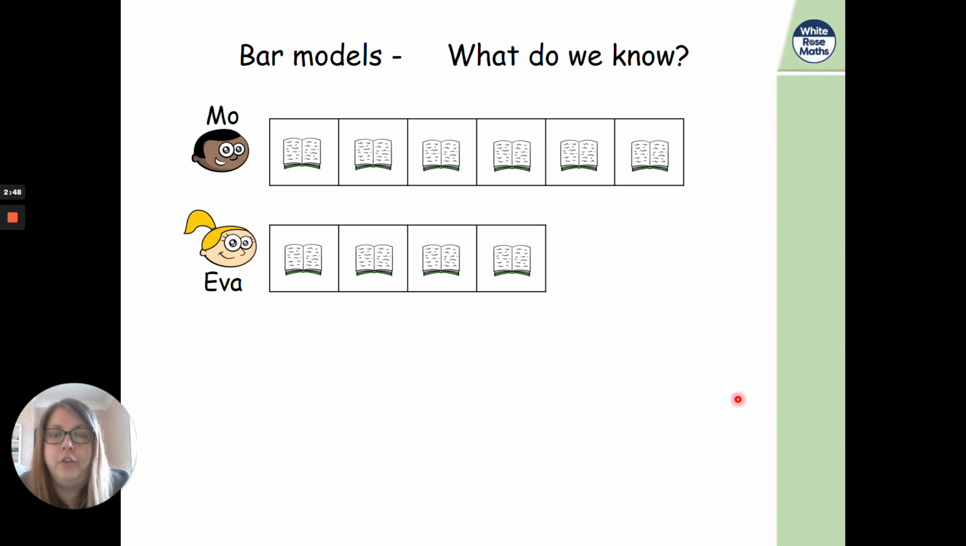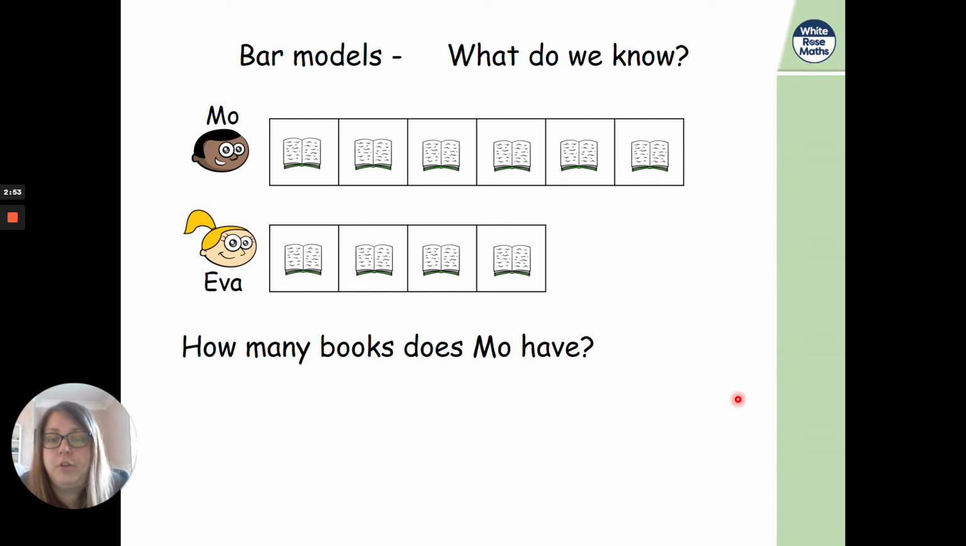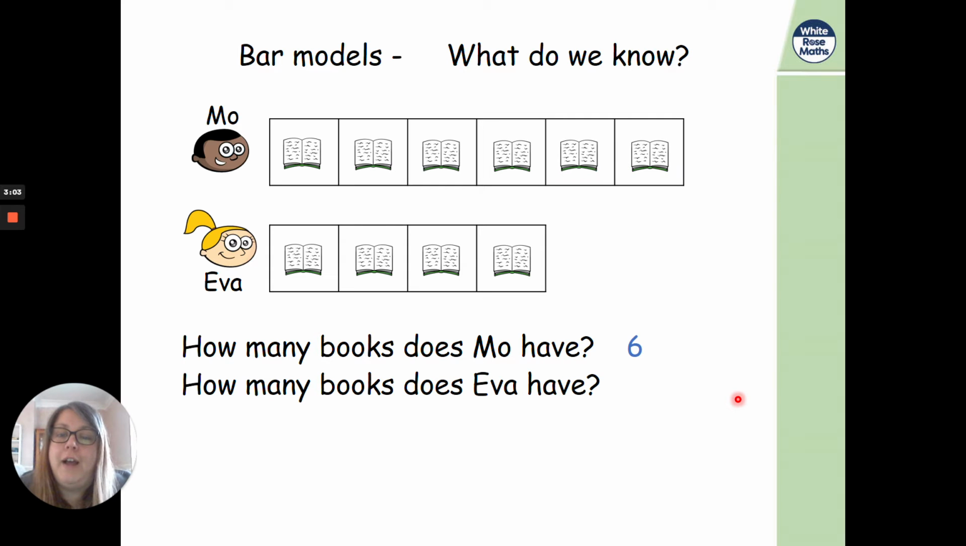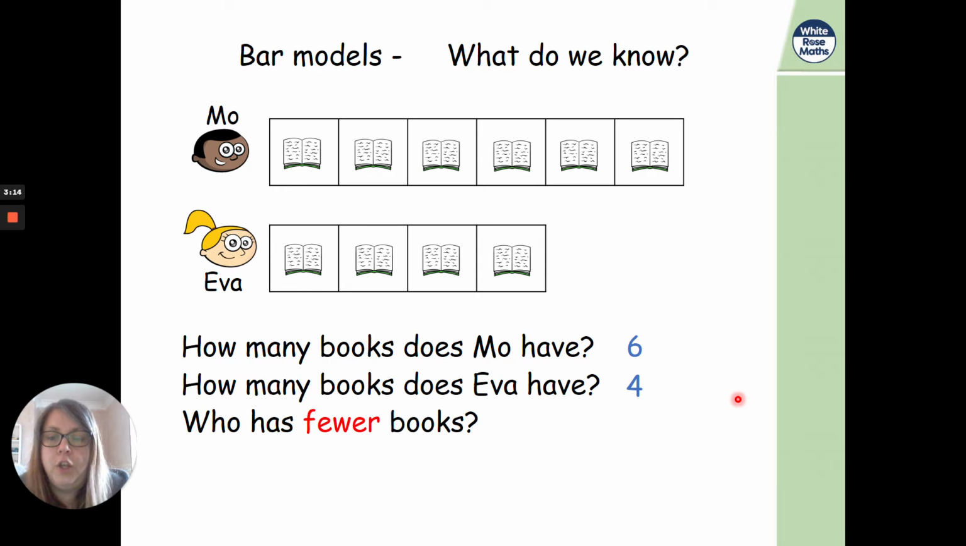So let's have a look at another one. Here we have Mo and Eva, who've been reading some books. How many books does Mo have? He's got 6 books, hasn't he? How many books does Eva have? She's got 1, 2, 3, 4. Well done. Who has fewer books? That means who has less books, who has the least number of books out of the two of them? It's Eva, isn't it? She's got less books.